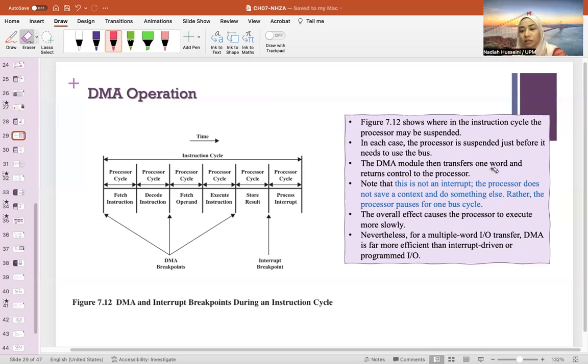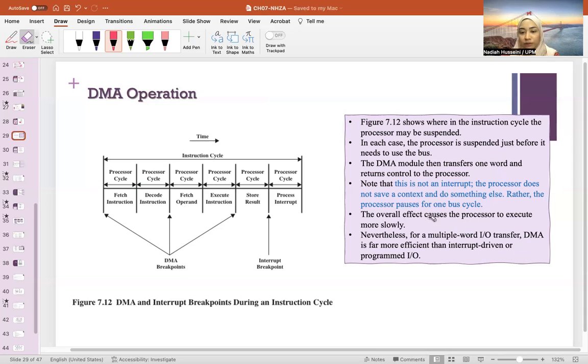Okay, so the DMA module then transfers one word and returns control to the processor. So it does this in bits. It does whatever it needs to do, basically transfers the data that is required, and then lets the processor continue its operation. Note that this is not an interrupt, even though I keep calling it an interrupt: the processor does not save a context. Sorry, you cannot treat it like an interrupt. When we say interrupt, we have to store the PSW, the PC, and the general registers onto the control stack. So we shouldn't call it an interrupt. We have to call it a DMA breakpoint.